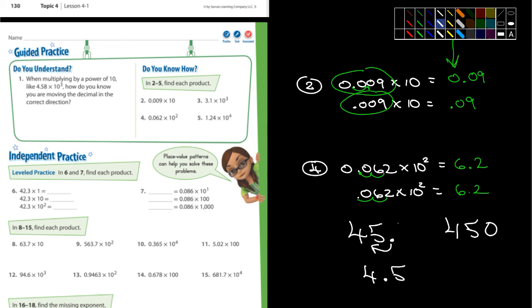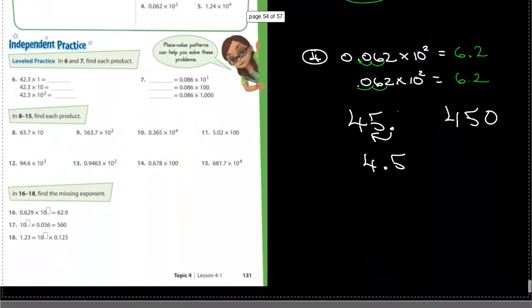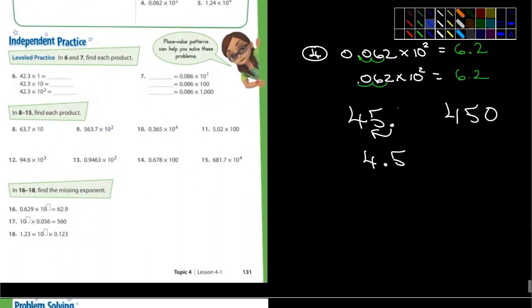And you can phrase that however you want. In fact, you could just put it the way I just said it if you want. When you move it to the right, it gets larger. When you move it to the left, it gets smaller. All right, 2 through 5. I actually did a couple of those for you already. And do those. And then I'm looking at independent practice here. You guys could do those.